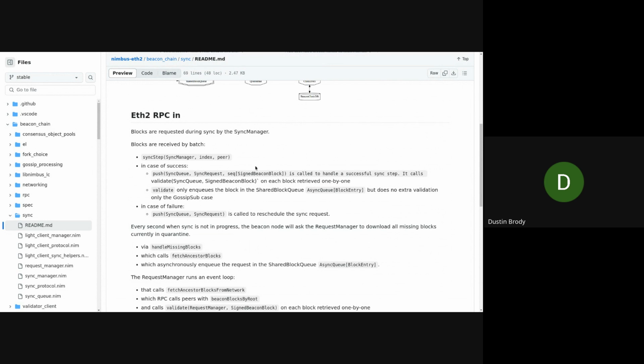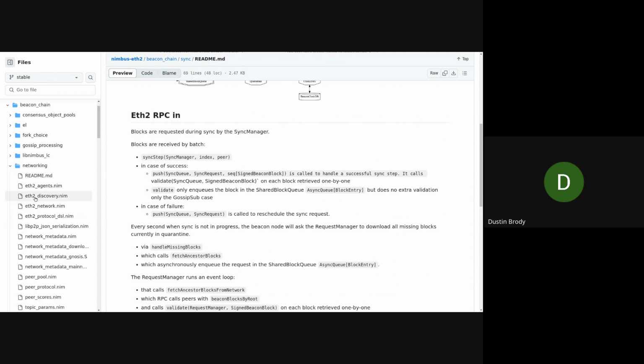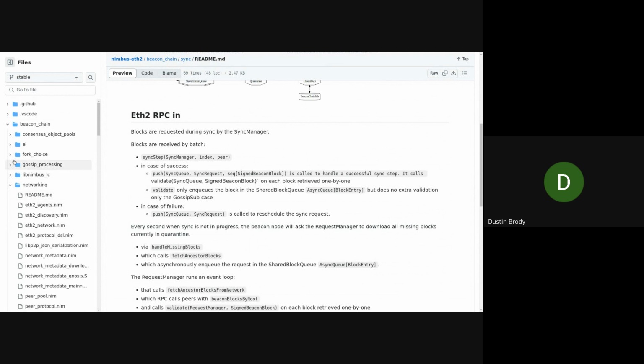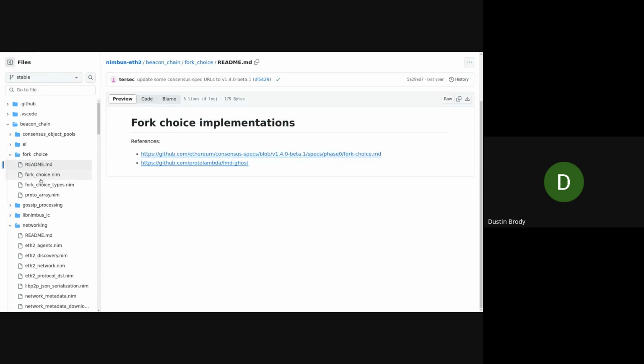So yeah, we have documentation around the code base, and you basically look for markdown files, I guess. And yeah, so it definitely is there.